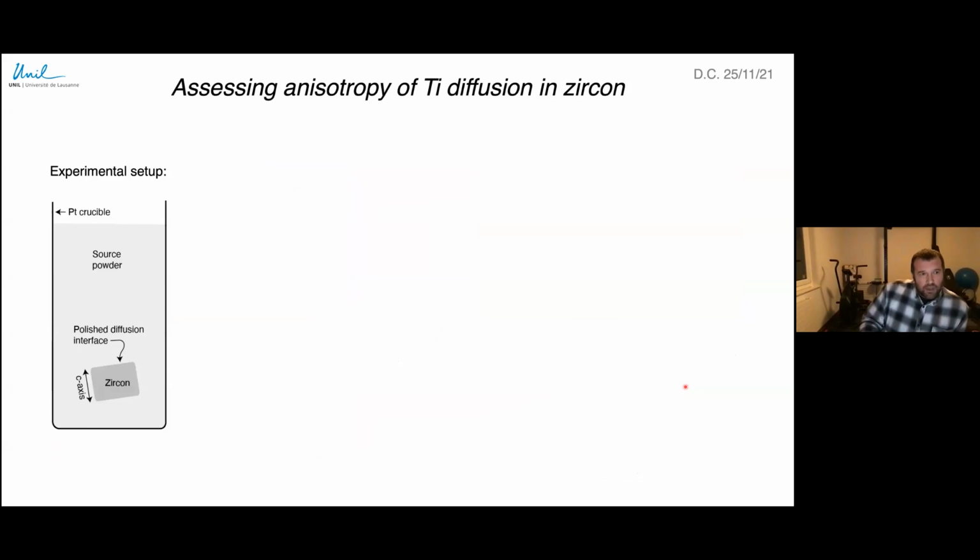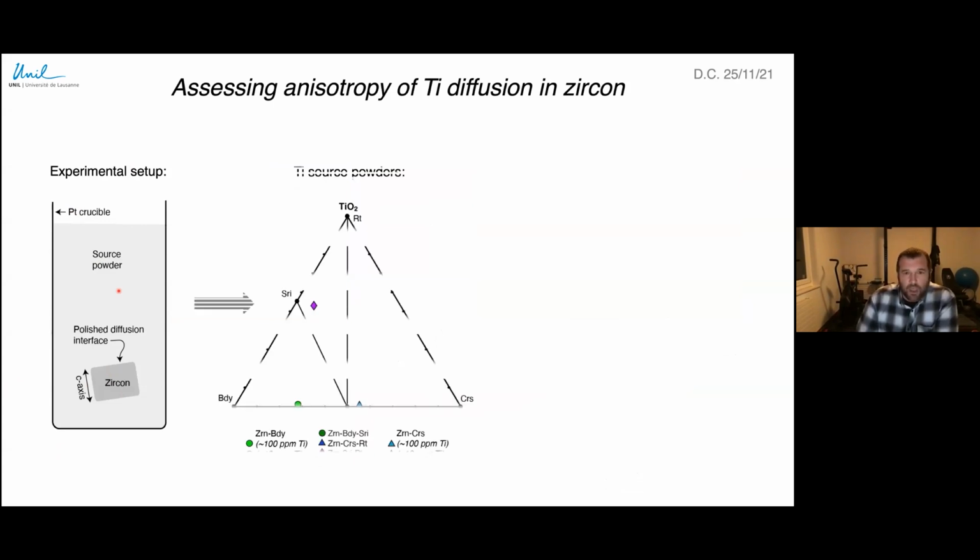So in terms of the charges that we actually heated up, this is a pretty simple experimental design. So we took our cut-oriented zircons and then packed them within platinum crucibles into a source powder, which is composed of various stable phase assemblages and also designed so that this will introduce an influx of titanium throughout the diffusion anneals. Now, the source powders themselves, I'm going to go over this pretty quickly, and it'll be very obvious in just a slide or two why I'm going over it quickly.